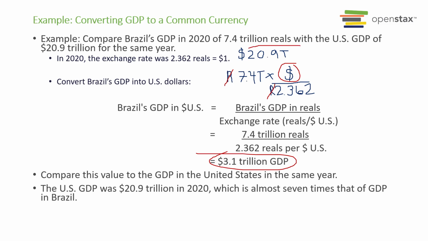Obviously much less than 20.9 trillion, but then again, the United States is a very, very large country compared to Brazil. So, again, this is almost 7 times the GDP of Brazil. All right, so this is a very good example to go over. And again, practice with different values and come up with specific scenarios so you don't get caught off guard during an exam. All right.